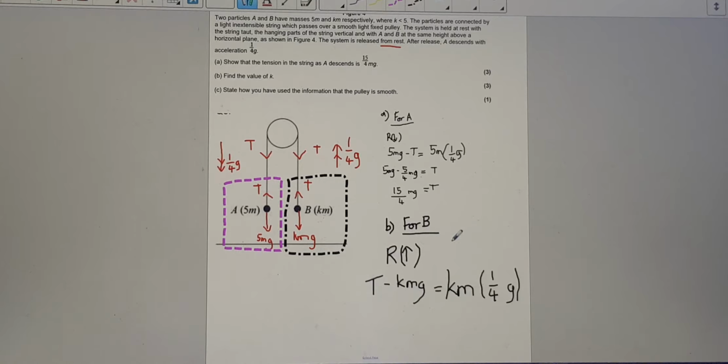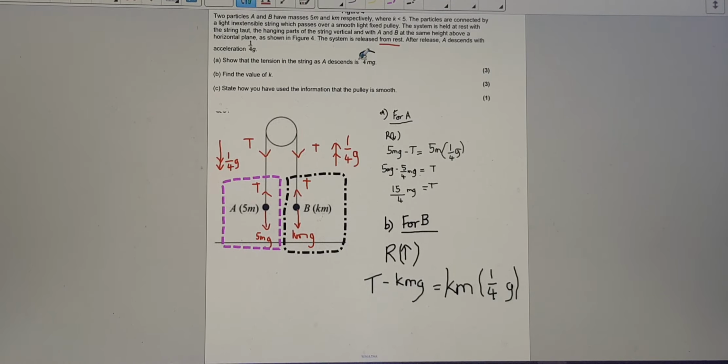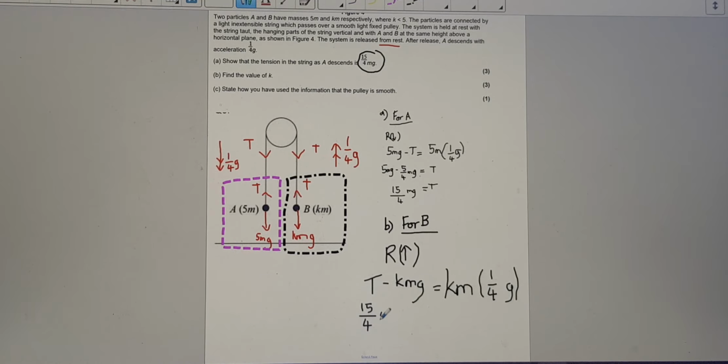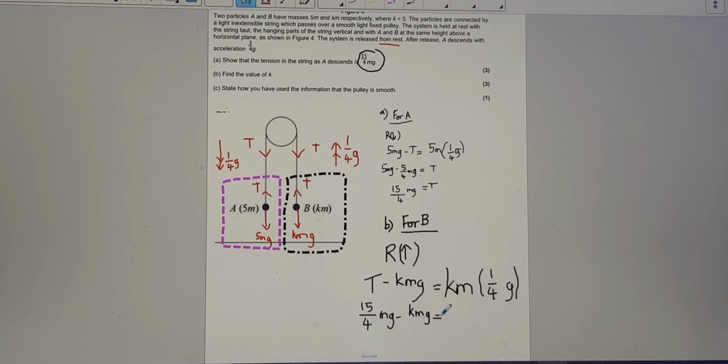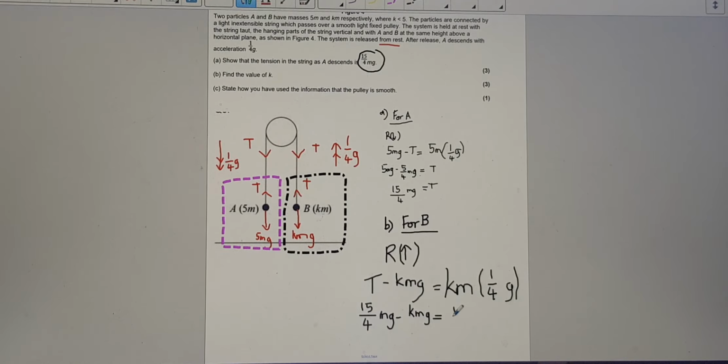Well, I worked out from the previous part, or I was told, in fact, that the tension is 15 quarters mg. So let's just substitute that in. 15 quarters mg minus kmg is equal to 1/4 kmg.